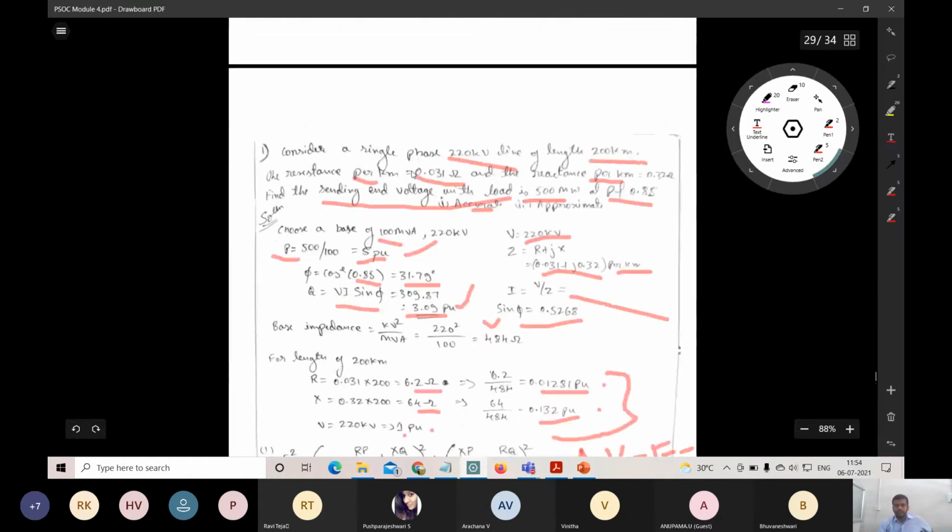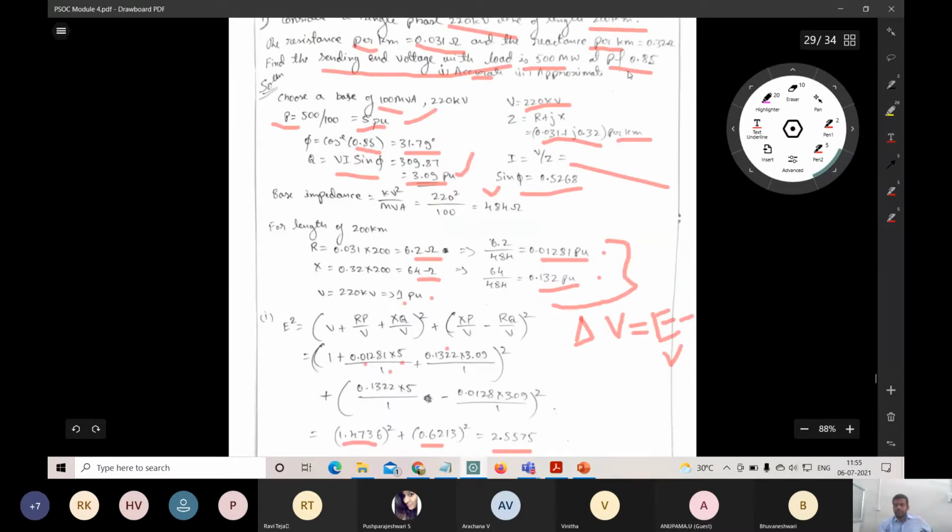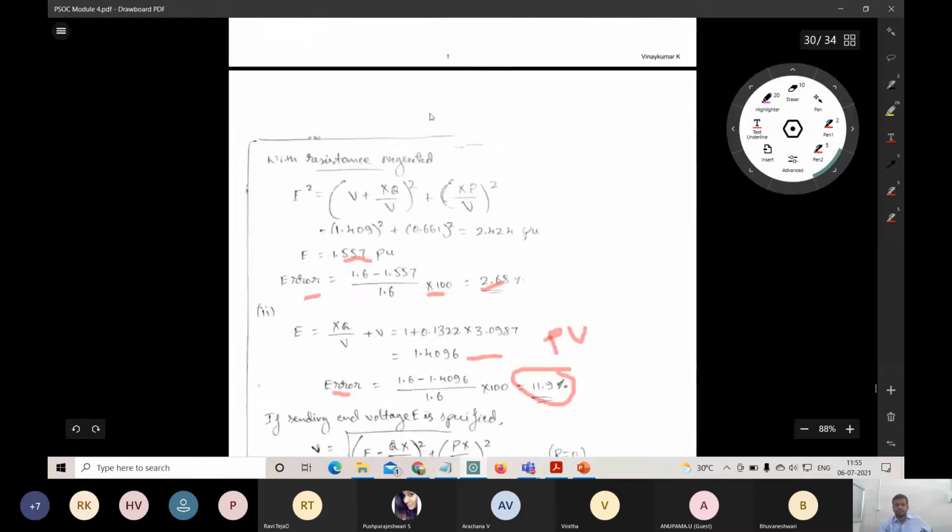He has given the R and X. You have to calculate Z, R plus JX. Calculate the current value I if it is required. Okay. Power factor is given, cos phi. Take the phi value and convert that into reactive power, that is VI sin phi. So P is given, Q is given. Use the formulas.